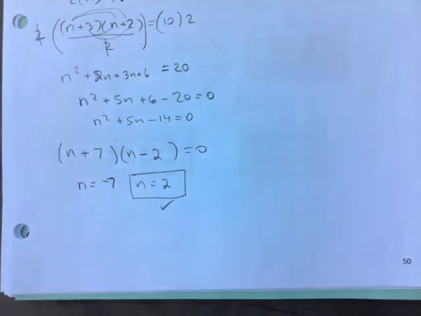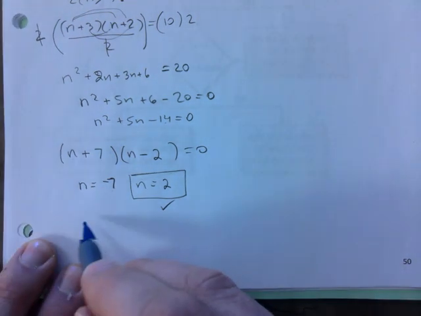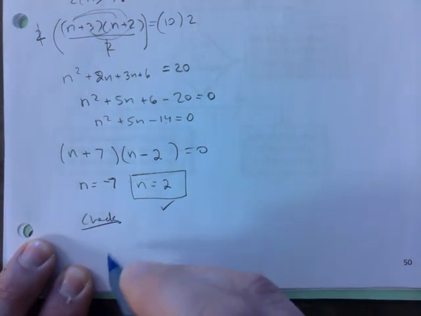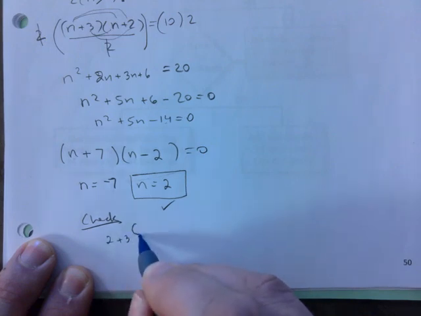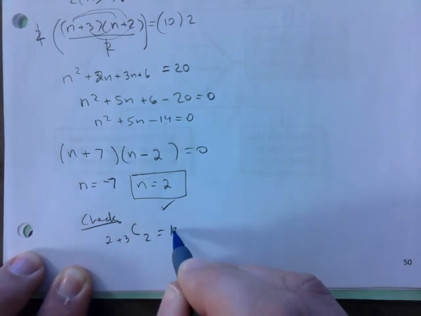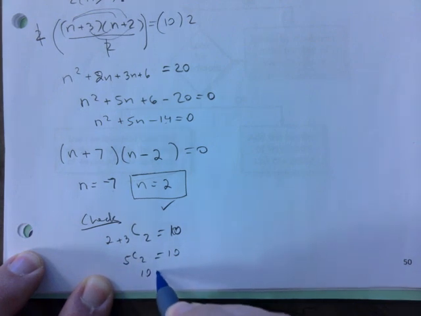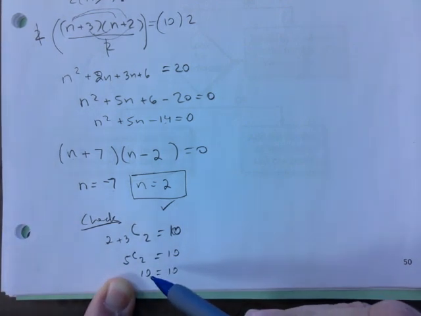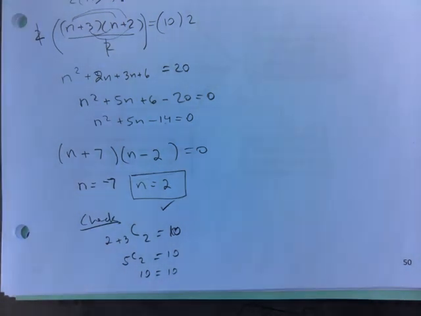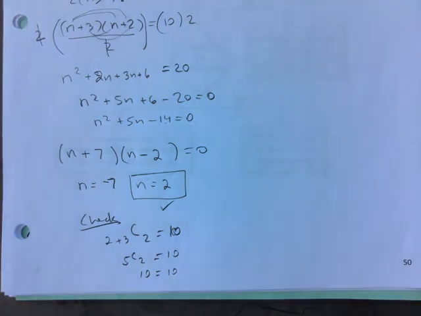Okay. And you could have plugged in, so we could check real quick. It's 2 plus 3 C 2 is equal to 10. And that's 5 C 2 is equal to 10. This is 10, right? If you plug that into your calculator, 5 C 2, you get 10. That's a quick check to make sure you got it right.